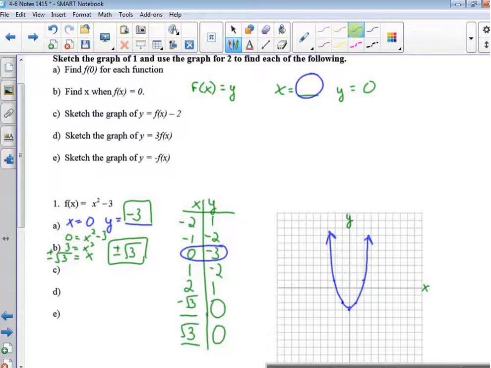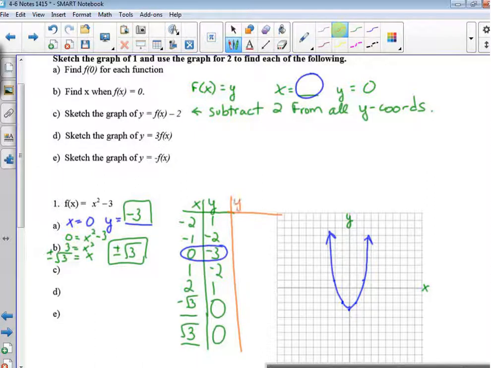For C, sketch the graph of y equals f of x minus 2. What that means is f of x means y again. So what we're going to do is subtract 2 from all the y coordinates, kind of what we did on the previous page. So I'm going to make another column here and set up another y, but it's going to be y minus 2. So I'm taking my original values of y and subtracting 2 from them.